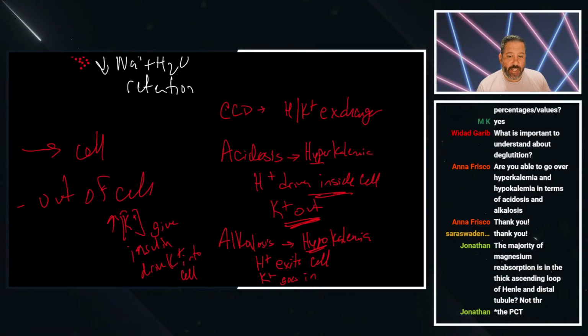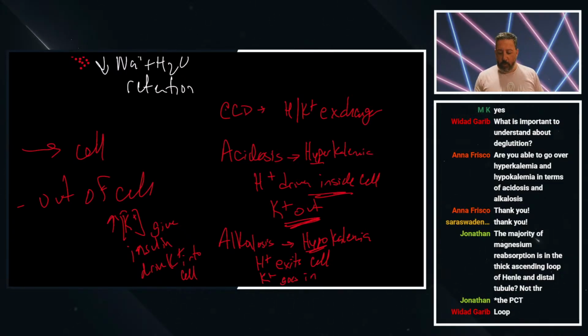So because it's a thick ascending limb, what kind of diuretic is going to cause problems with it? And also that distal convoluted tubule, what diuretics are going to cause issues? Your loops because of the thick ascending limb and your thiazides because of the distal convoluted tubule. So when you give those type of diuretics, you're going to have issues with magnesium and calcium as well. They affect both of them.